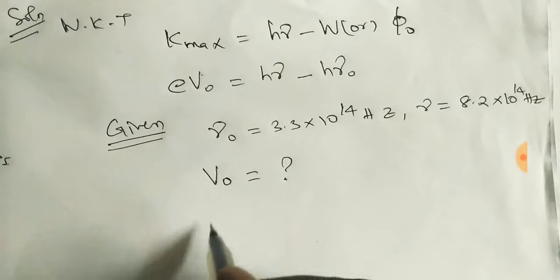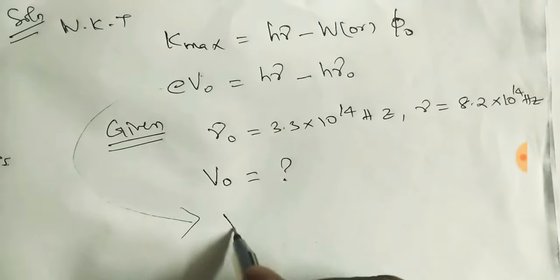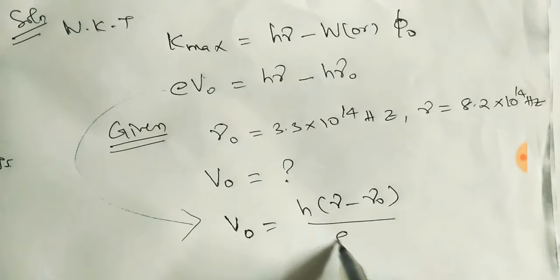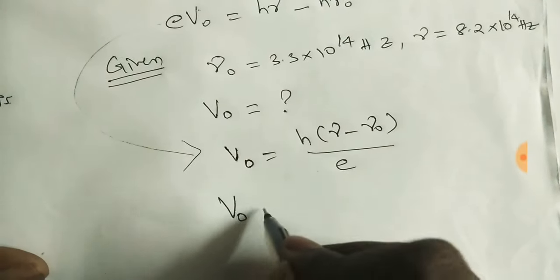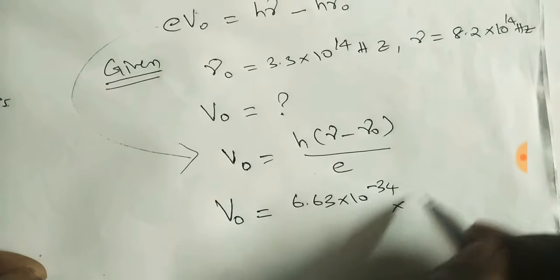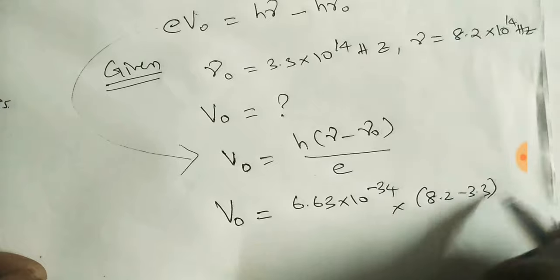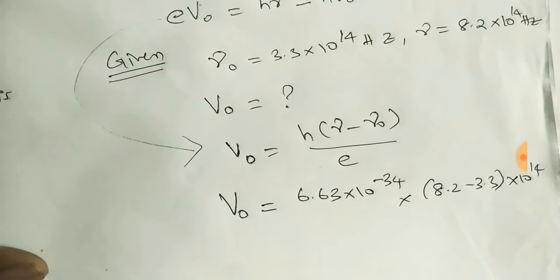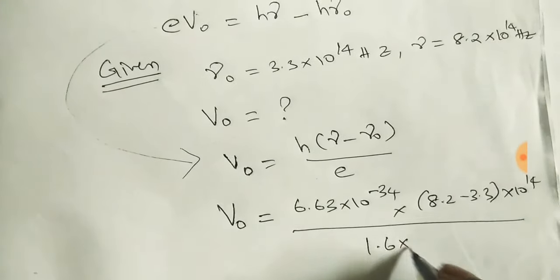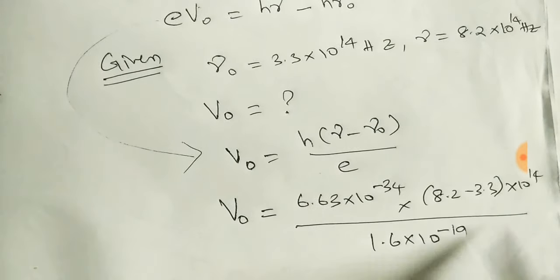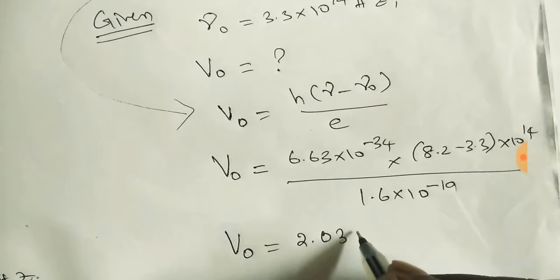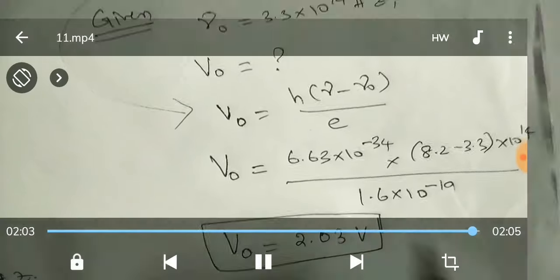Rearranging this equation, you'll get V naught equals h times nu minus nu naught, divided by e. Substitute the values. V naught equals 6.63 into 10 power minus 34 into 8.2 minus 3.3 into 10 power 14. If you take the powers out, you'll get like this. Then divided by the e value, 1.6 into 10 power minus 19. Solving this equation, you get V naught equals 2.03 volts. Okay, children, this is the final answer.